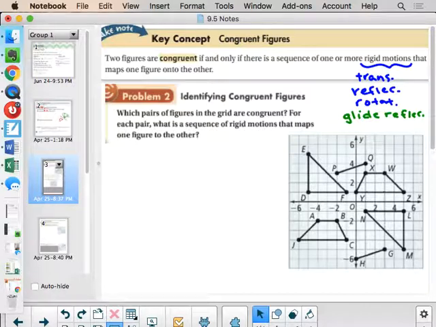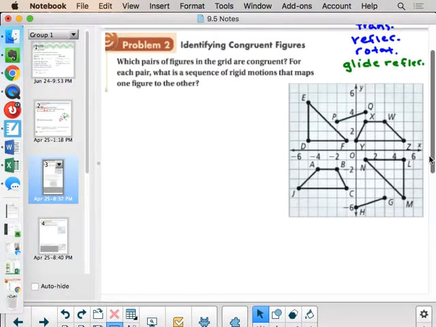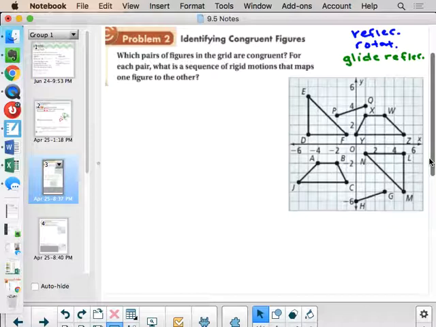So, which pairs of the figures in the grid are congruent? For each pair, what is a sequence of rigid motions that maps one figure onto the other, okay? So I clearly have 3 different types of figures. And we need to write the rule that gets me from one onto the next.